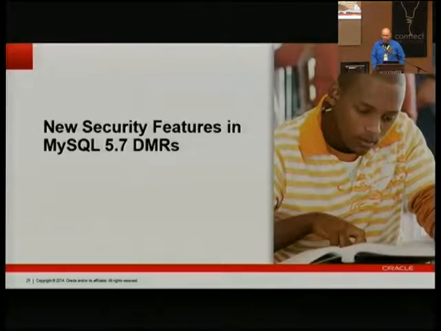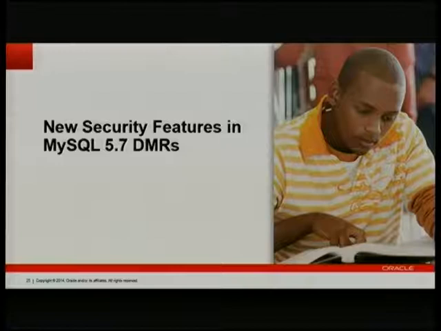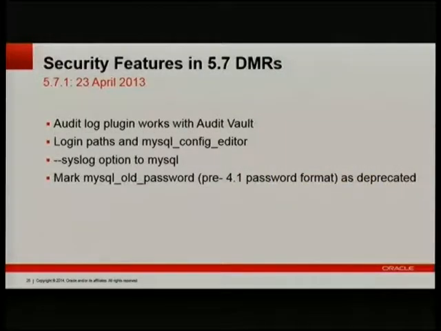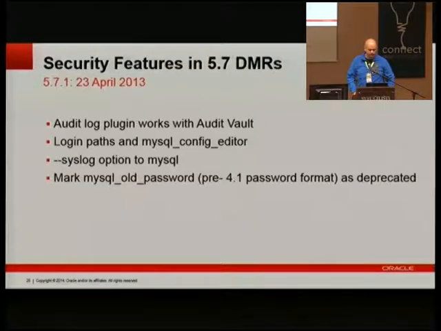Okay, and finally, 5 minutes, no more, on the new things that we've been working on for the last year and a half almost. So I will go by DMR, development milestone releases. That's what the abbreviation is for. Okay, so the first one was released on 23rd of April last year, and it contains the audit log plugin that now works with Audit Vault. So that's part of the enterprise offering. We are kind of integrating with some existing auditing systems that Oracle has. So we have that there.